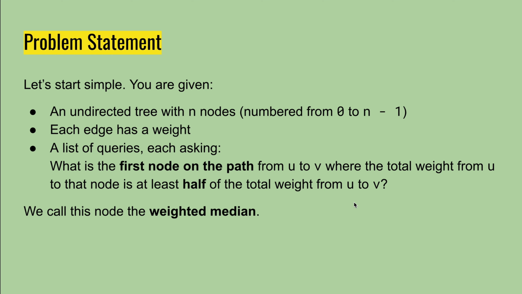So let's start simple. What are we given? We are given an undirected tree with n nodes, numbered from 0 to n minus 1, because it's a tree. Each edge has a weight, because it is a weighted tree. A list of queries is also given, each asking what is the first node on the path from u to v where the total weight from u to that node is at least half of the total weight from u to v. We call this node the weighted median.